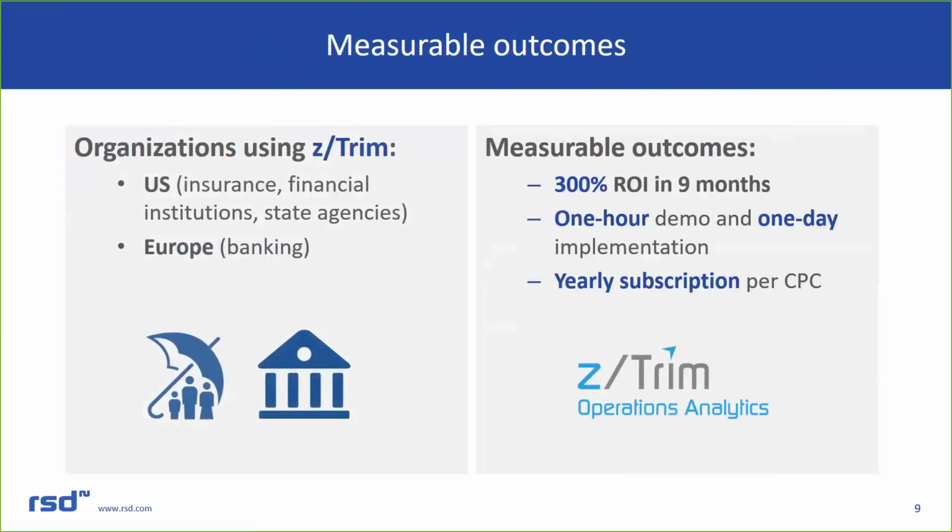Measurable outcomes. We propose that we will demonstrate that the savings that we can show with ZTRM Operation Analytics, those savings opportunities that will be revealed with the information, and there will be a 300% ROI in 9 months. So the cost of acquiring ZTRM will pay for itself 300 times over. That's quite an ROI and bold claim, but we're comfortable with making that claim.